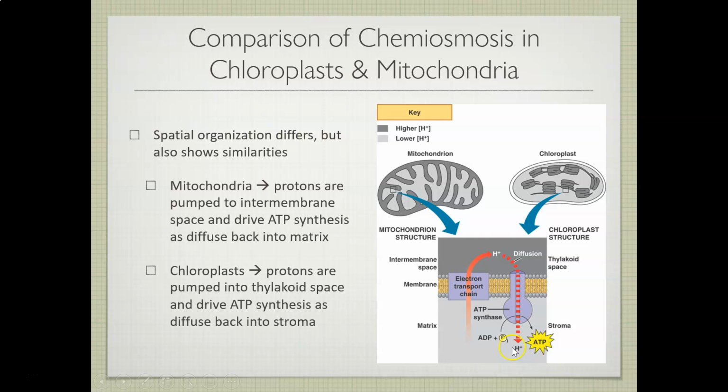And then where do the H pluses go? Well, in the case of your mitochondria, those H pluses plus the electrons themselves get coupled with the oxygen to make water. In your chloroplast, those electrons go to the next photosystem, and those H pluses are ultimately going to be used in that next electron transport chain coming off of photosystem 1 to then make NADPH.